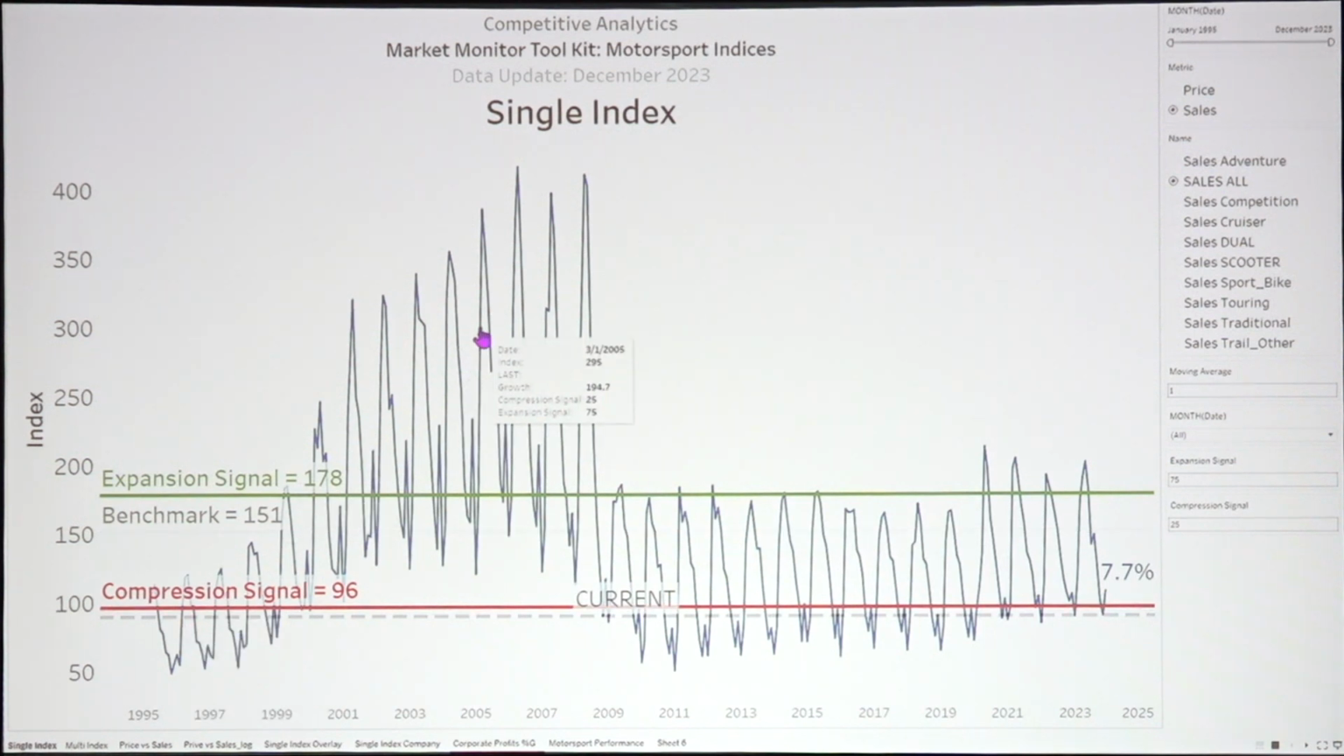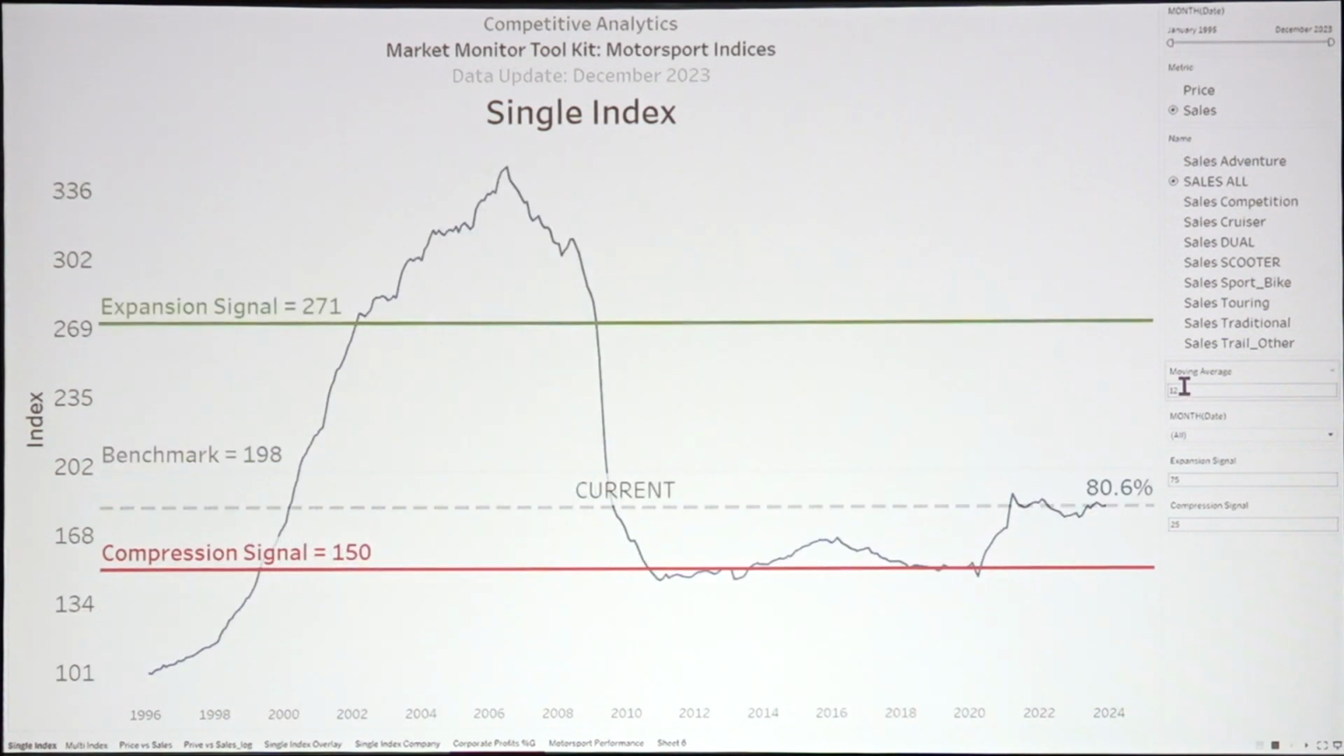And you see, obviously, a lot of seasonality. And you're well aware that there's a lot of seasonality in motorcycle sales. So let's get rid of that so we can actually look at the long-term trend here. So we'll take a moving average of 12 months. And now we can see this trend. So what does this say? From the beginning here of February 1996, sales have grown 80.6% from that point. But that's a long time ago.